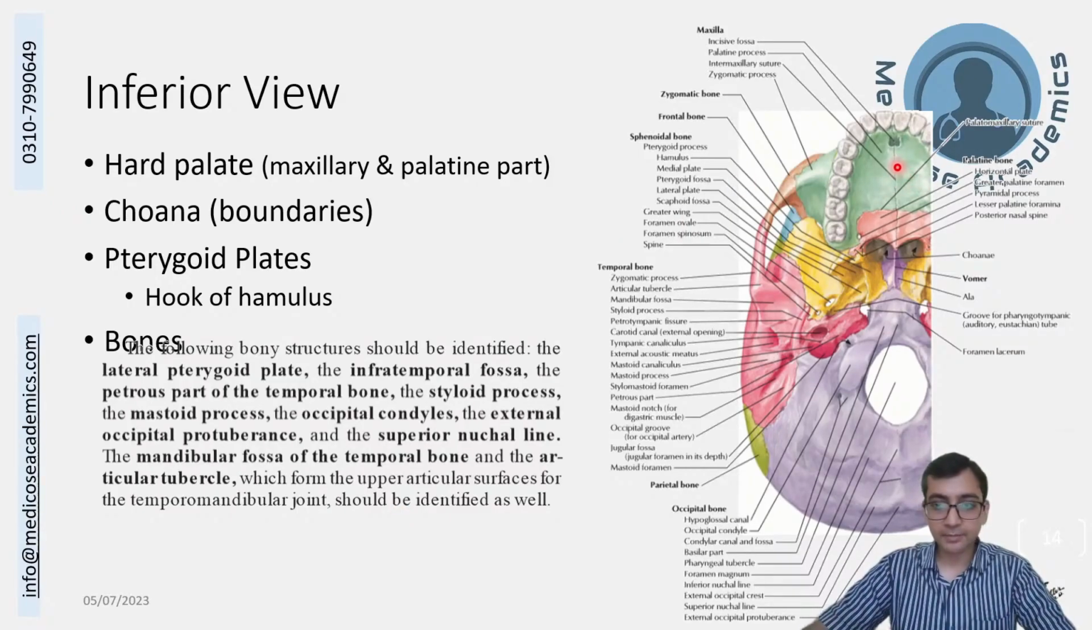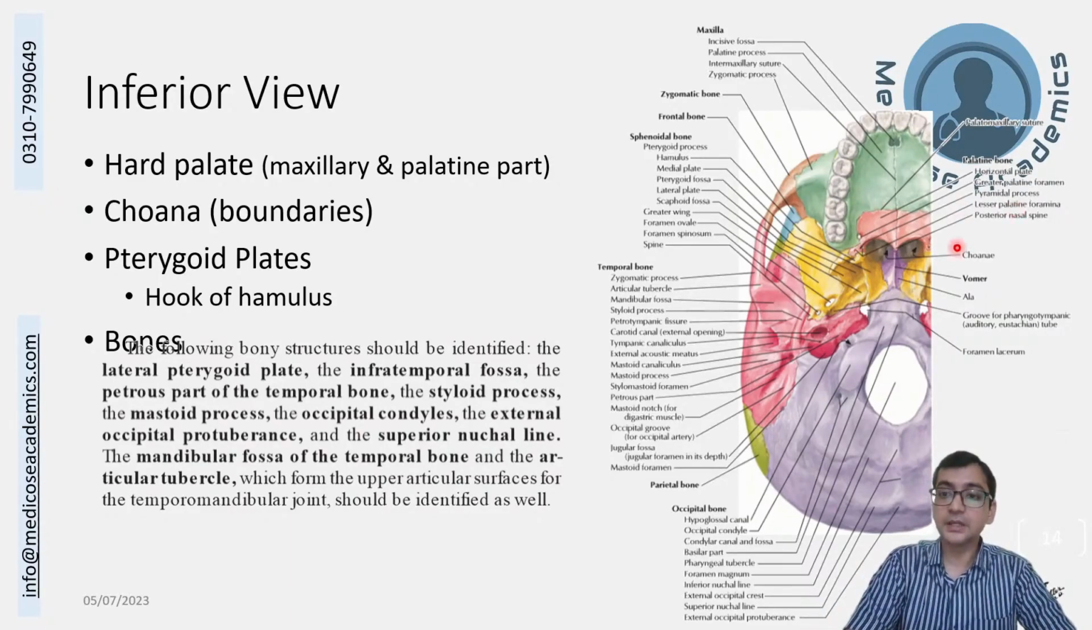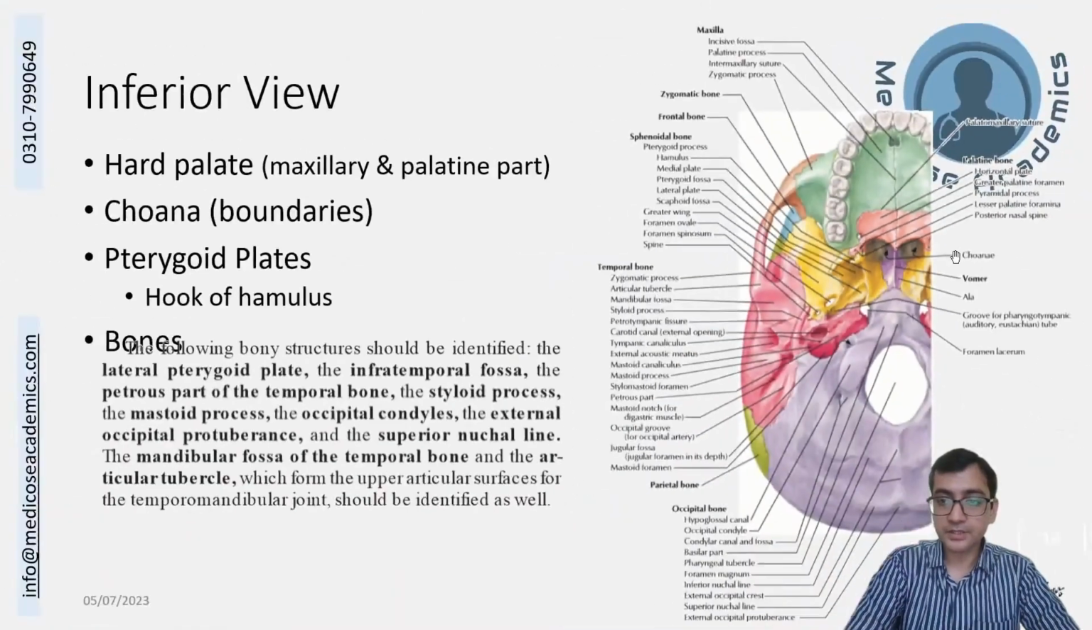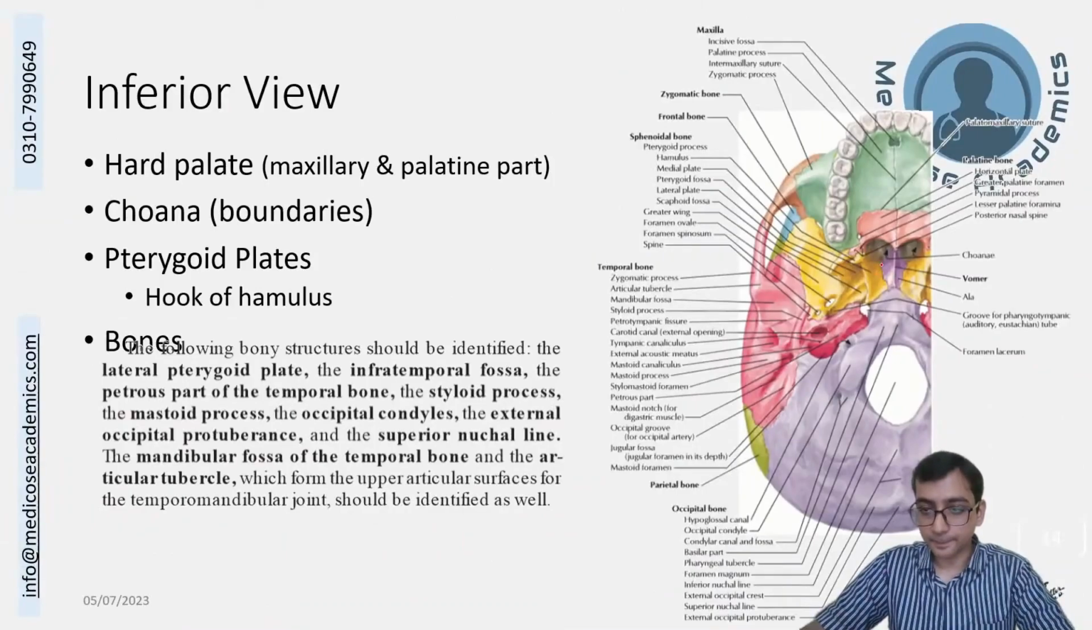We have discussed the inferior view of the skull and all of the features. Let's take all the things we have done. We have done the hard palate, maxillary and palatine parts, the sutures present behind them. Choana is the posterior nasal aperture. We did not do the boundaries of this. We will do it again in the nasal part. You can make the boundaries from the picture itself.